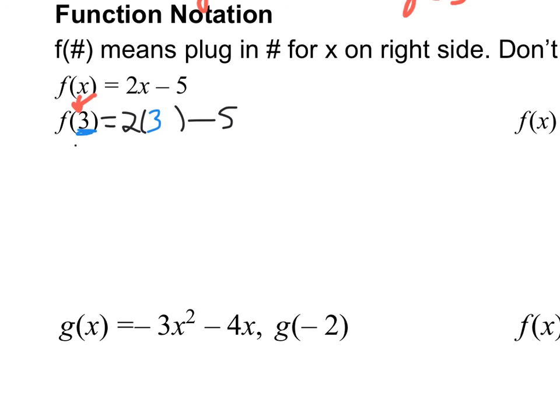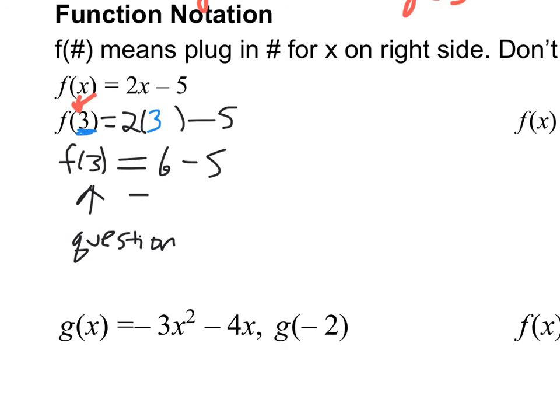And now we simplify. Some people try to solve on both sides. This is basically my question. I'm not going to operate over there. It's the question it's asking. I'm going to simplify on the right. So 2 times 3 is 6, minus 5 equals 1. So 1 would be my answer.